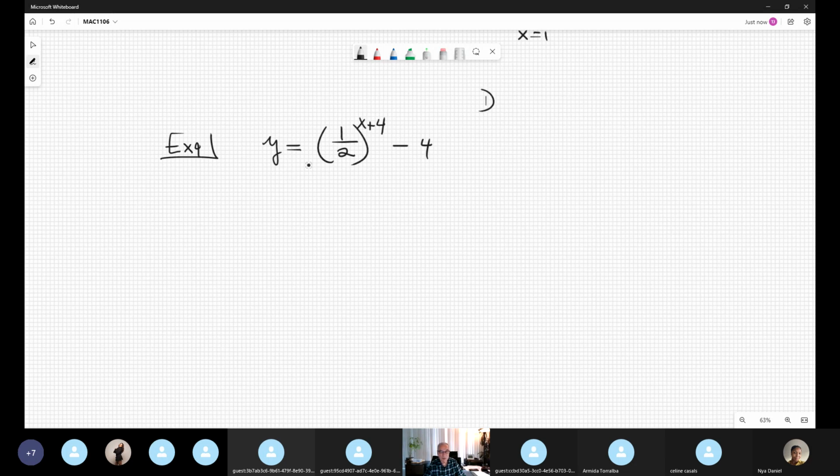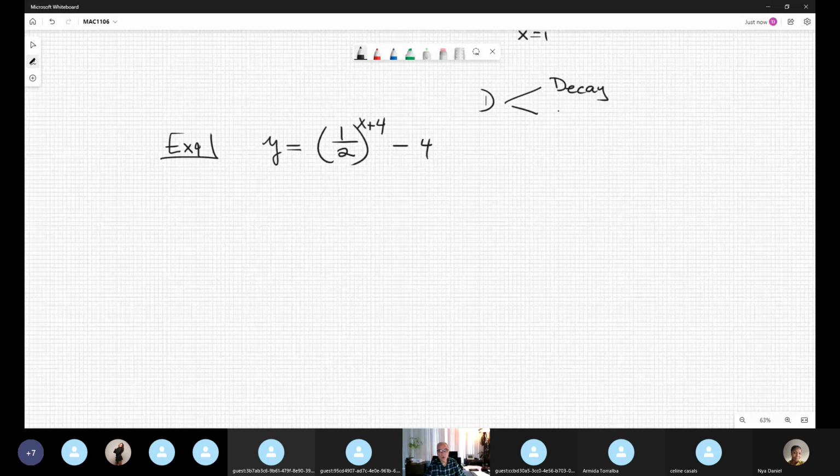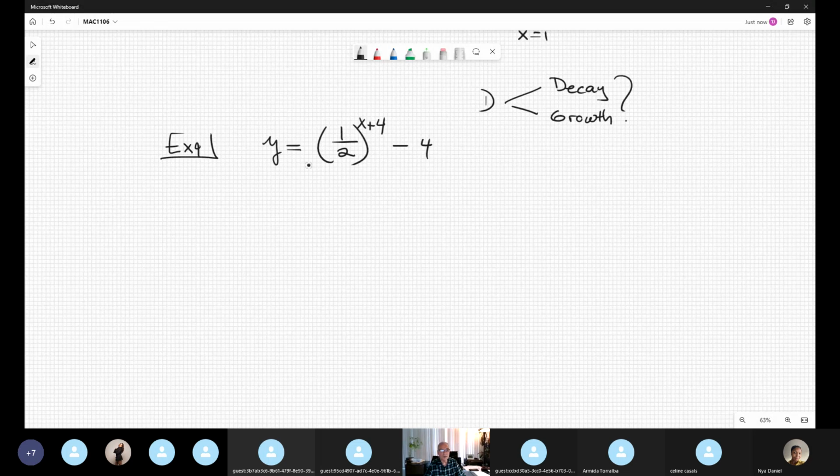For example, first point is what kind of exponential is it, remember, decay or growth? What do you think? Decay. Why? Please give me a reason. Because of base number 1/2. Exactly, because the base, which is 1/2, is less than 1. Cool. This is the idea.